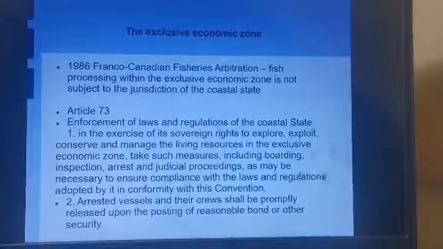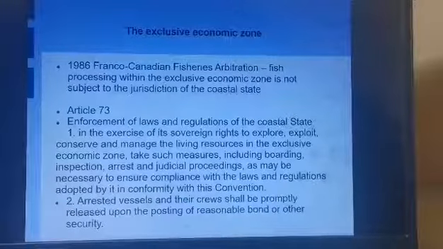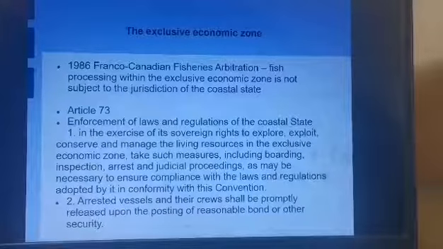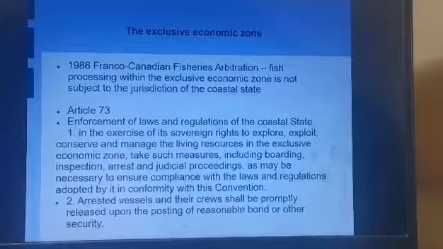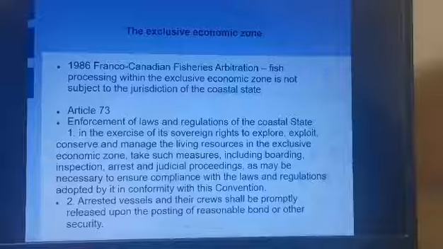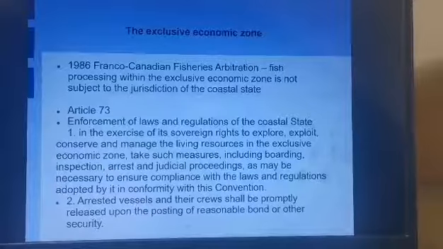Pursuant to Article 73, the coastal state may, in the exercise of its sovereign rights to explore, exploit, conserve, and manage the living resources in the exclusive economic zone, take such measures including boarding, inspection, arrest, and judicial proceedings as may be necessary to ensure compliance with the laws and regulations adopted by it in conformity with this convention. The arrested vessels and their crews shall be promptly released upon the posting of reasonable bond or other security.